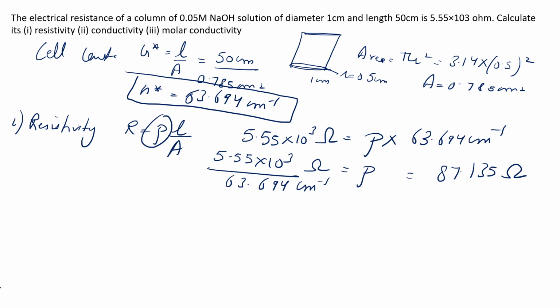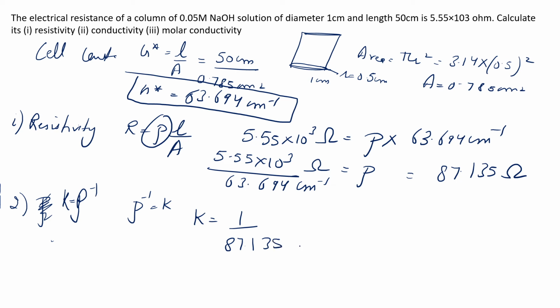Now coming to the conductivity. Conductivity, that is kappa. Kappa and resistivity are inverse of each other. So we can just write that resistivity inverse is equal to kappa. Conductivity will be 1 by 87.135 ohm, or we can say it is 1.148 into 10 raised to power minus 2 ohm inverse.